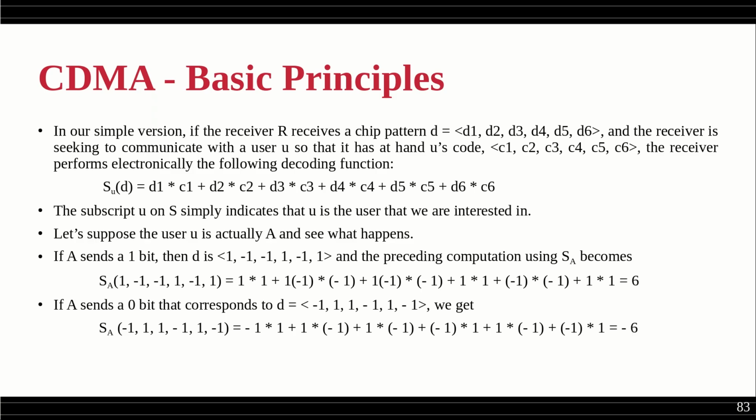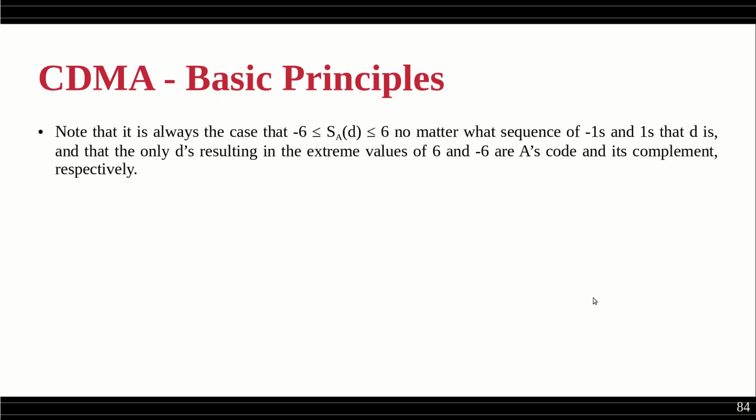Now suppose, instead of A's information, the receiver received B's information, because as it is a multiplexed medium, others' data will also come, right? And at that time, when the receiver tries to decode using A's chipping code, it will get a result different from 6 and minus 6. So the idea is like this. You have to interpret it like this.